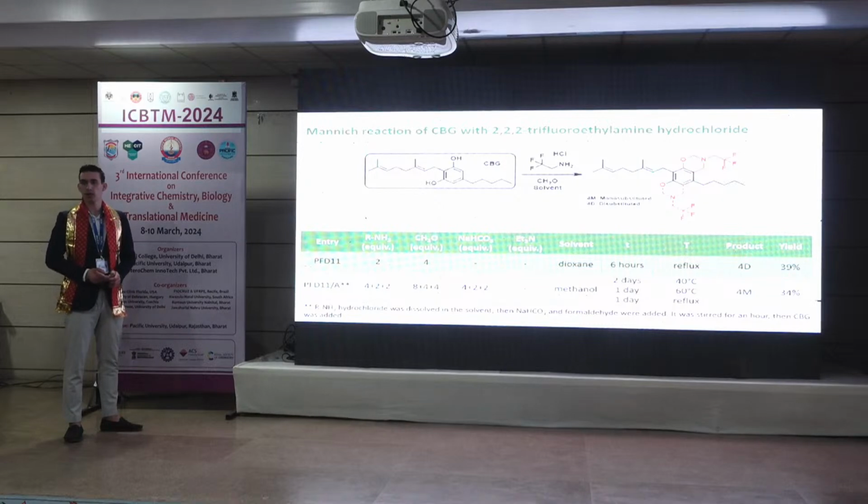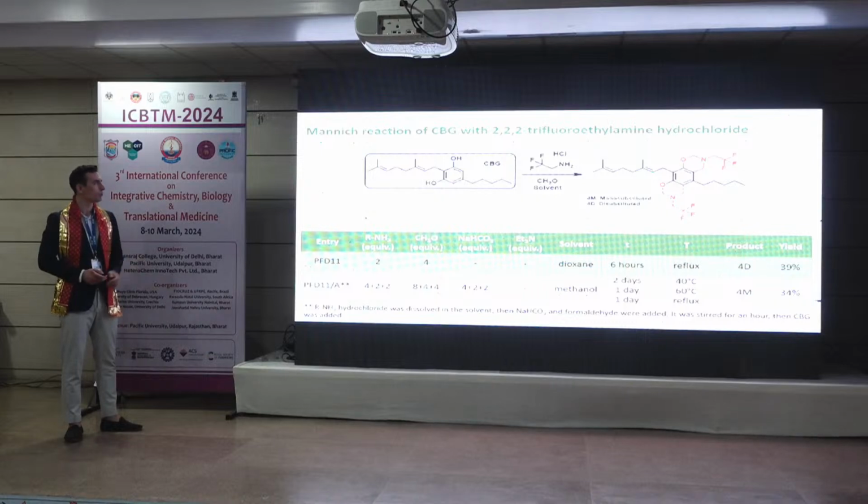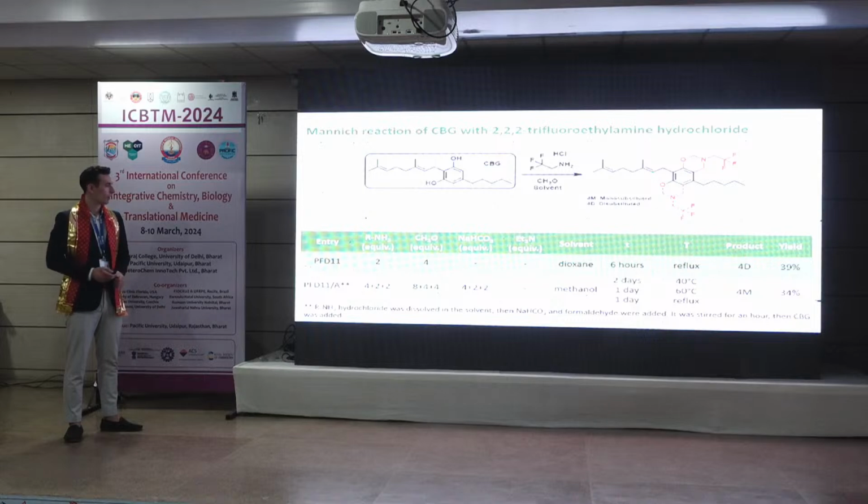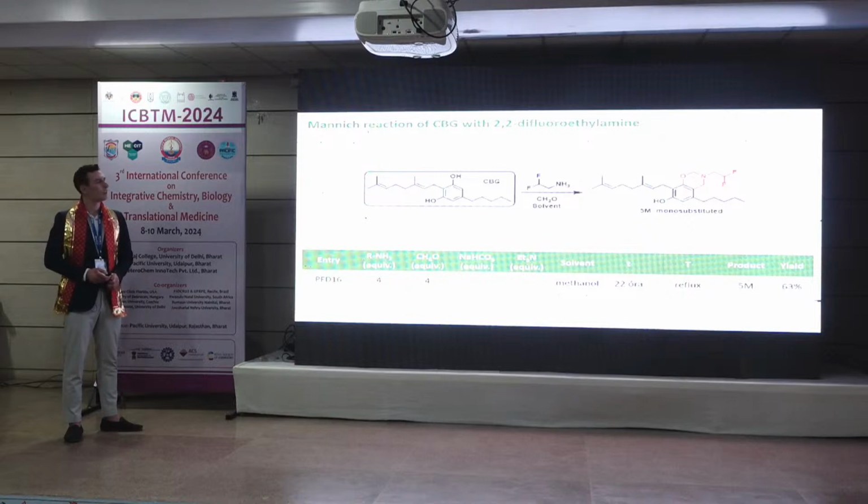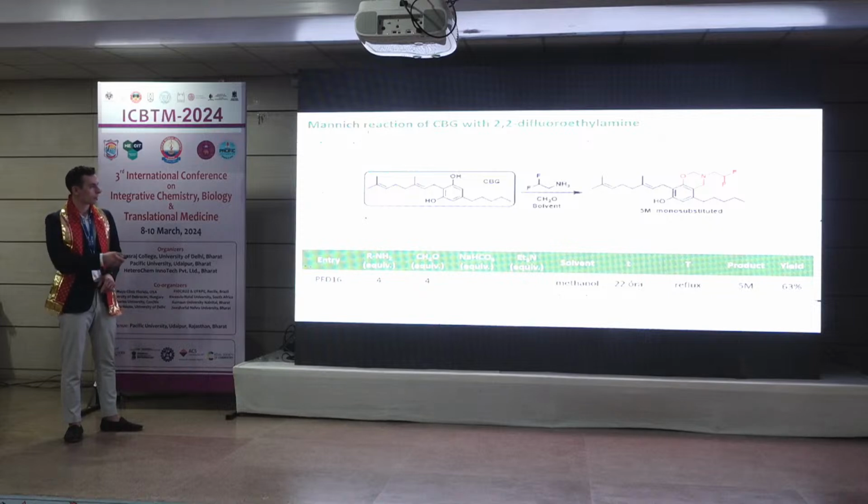Then we followed our investigation of the Mannich reaction of the cannabinoids with CBG and the 2,2,2-trifluoroethylamine hydrochloride. In the first case, we used only the hydrochloric salt. As I mentioned before, it's similar to the CBD version. We could isolate the disubstituted molecule, and when we released the amine from its hydrochloric salt, we could isolate the monosubstituted molecule. It was followed by the free amine, which contained 2 fluorine atoms, and we could isolate the monosubstituted amine in that case with a very good yield.